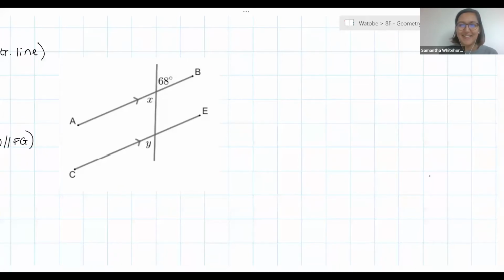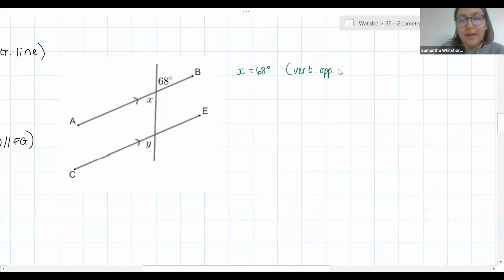X is equal to 68 because they are vertically opposite. Awesome. So X is equal to 68 degrees. I don't have to do any working out there. Vertically opposite angles are equal. And again, guys, all of these abbreviations are absolutely fine for your reasons. Okay, awesome. X is 68. And now I'm going to pop that onto my diagram in case it helps me to find Y.